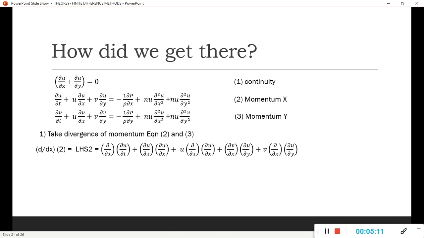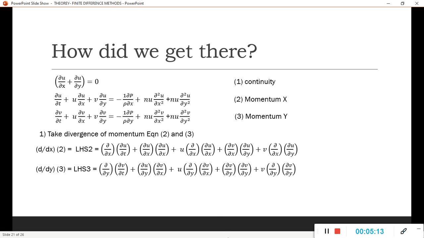Similarly, for the v momentum equation, we can take ∂/∂y with respect to the y direction, so ∂/∂y of ∂v/∂t, and then take ∂/∂y of u first, and keep this term the same, and then in the second one keep the first term the same and take ∂/∂y of the second term, and we end up with the full set of divergence equations.